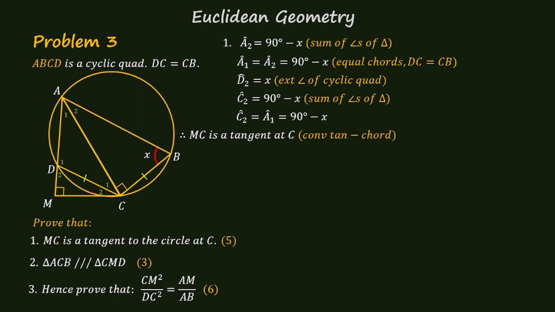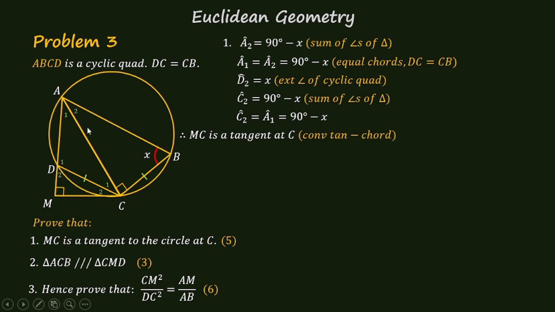Let's start with A2 in triangle ACB. A2 is 90 degrees minus X. We've proven it to be 90 degrees minus X using the sum of angles of a triangle. And then in this triangle, C2 is 90 degrees minus X. Look at what we're doing. In this triangle, we are looking for A. In this smaller triangle, we're looking for C.